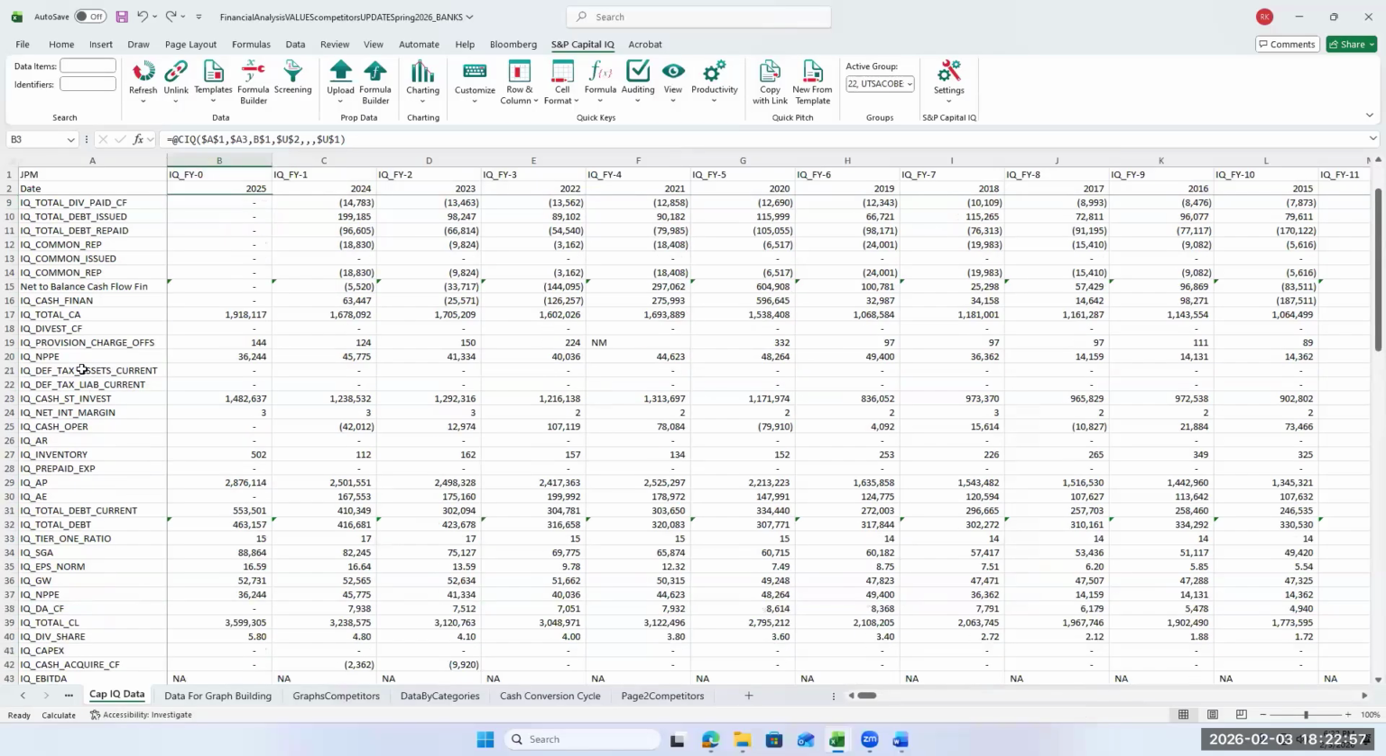If you see a line that it's not using at all, you can go to that line and go into Capital IQ and try to find something specific to banks.